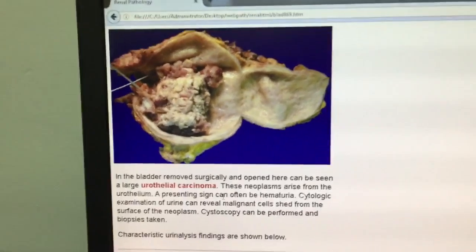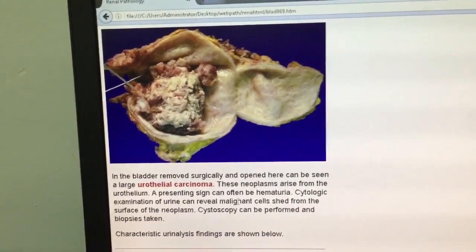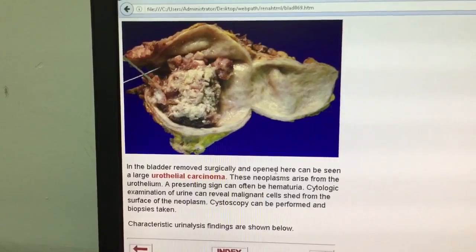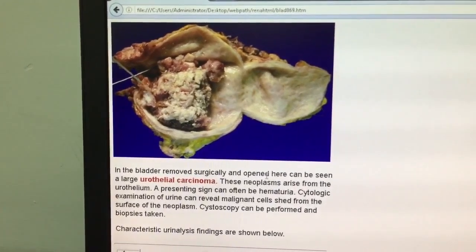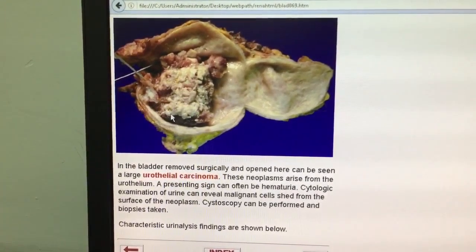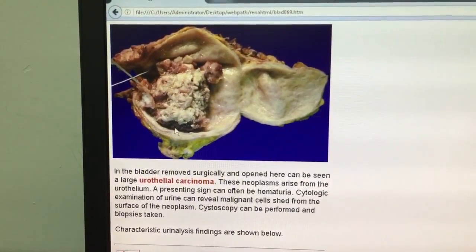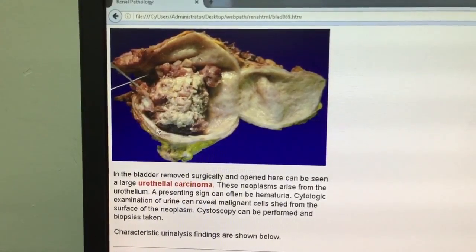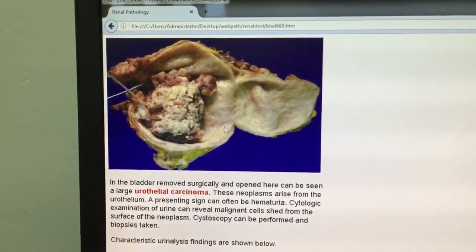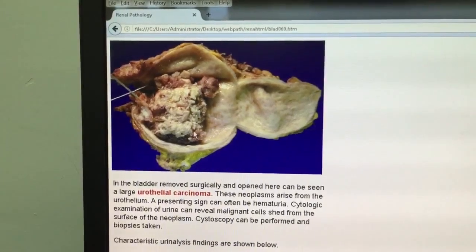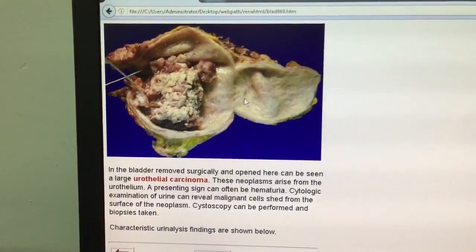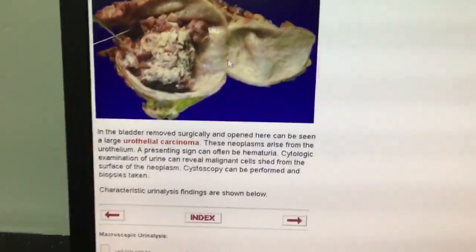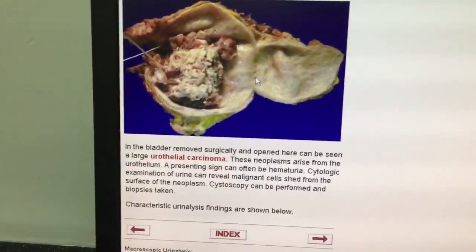As you know, the most common cancer of the urinary bladder is urothelial carcinoma. Urothelial carcinoma grossly usually appears as a fungating, polypoid, or papillary lesion attached to the mucosa of the urinary bladder. It might reach a large size and fill the entire bladder lumen. Usually it presents with hematuria, either microscopic or gross.